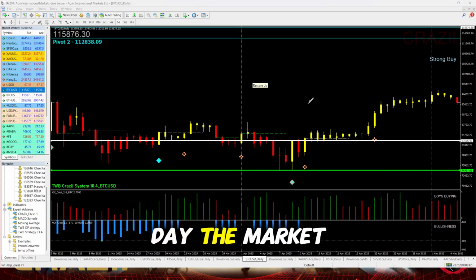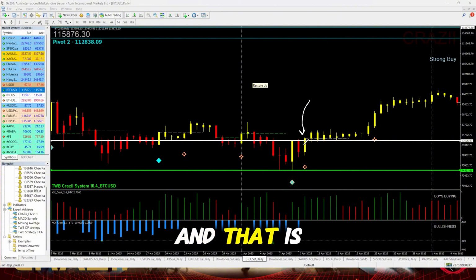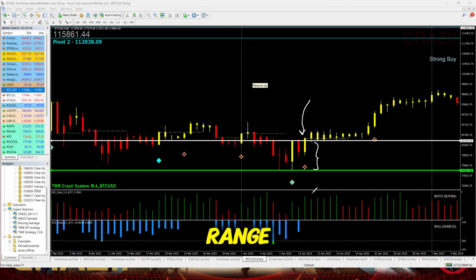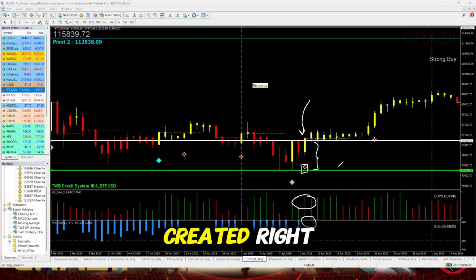Now the next day, the market trades above the line, right? And that is where you buy, your stop loss still stays there. So this is your range for the market. And you can see that it's a very good buy because the KSI is green, the KCX is black, all is good. Now, you notice that at the end of the day, a new four diamond has been created, right?